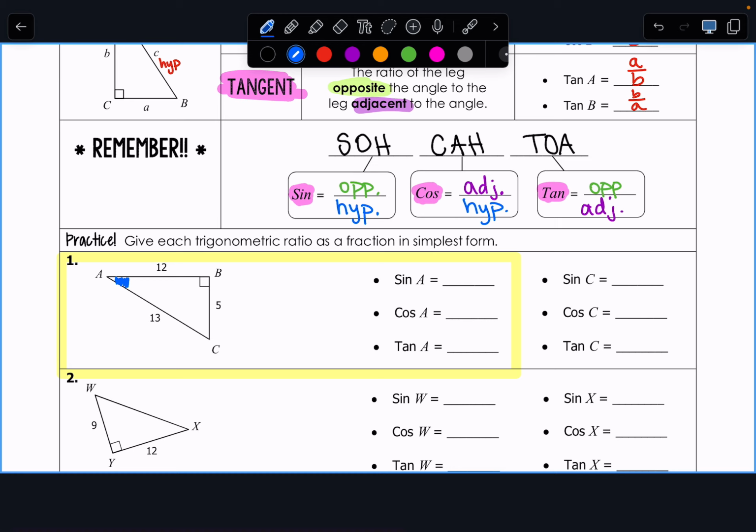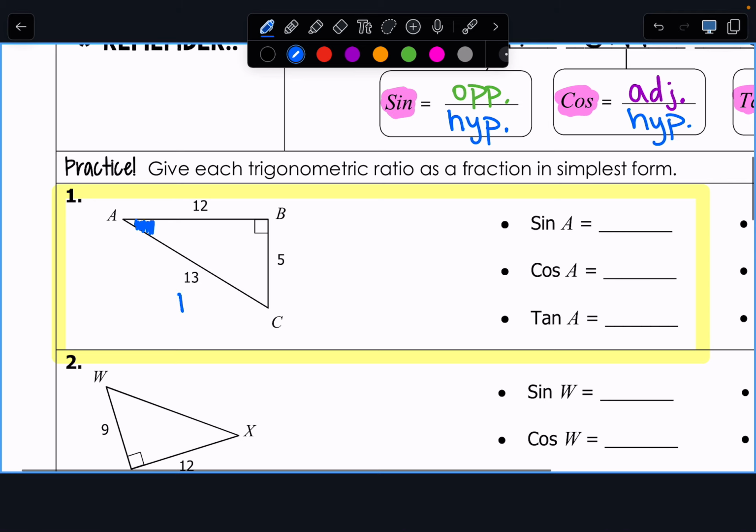Which side is the hypotenuse? The 13. Which side is opposite? 5. And adjacent. So I just put an O and an A and an H to help me out. So our sine ratio, Avery, what is it? Opposite over hypotenuse, 5 over 13. Cole, what's our cosine ratio? 12 over 13. Adjacent over hypotenuse, 12 over 13.